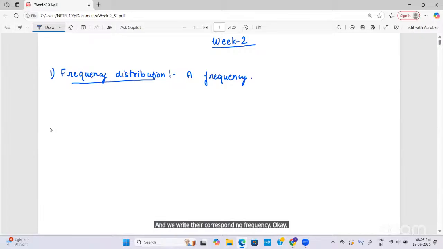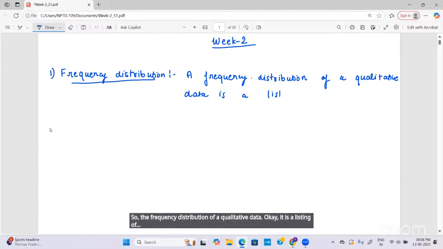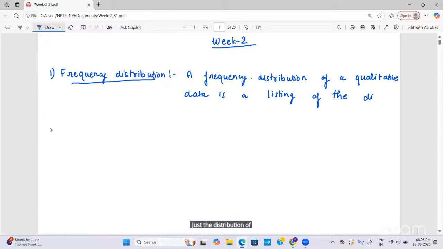Okay, so I'm just writing the definition as well. The frequency distribution of qualitative data is a listing of distinct values and their frequencies.